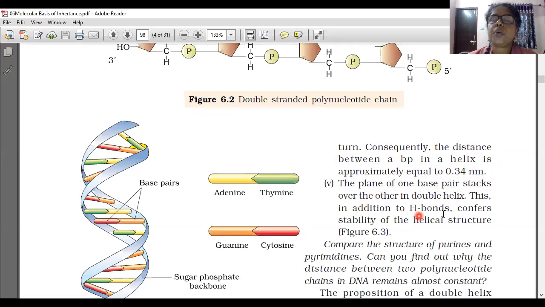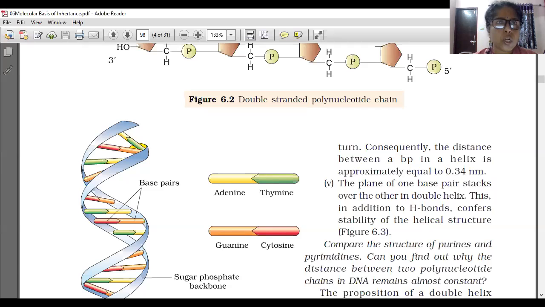This, in addition to hydrogen bonds, confers stability of the helical structure. The stability of the helical structure depends on two factors. One is the hydrogen bond. Between adenine and thymine, two hydrogen bonds are there. And between cytosine and guanine, three hydrogen bonds are there.